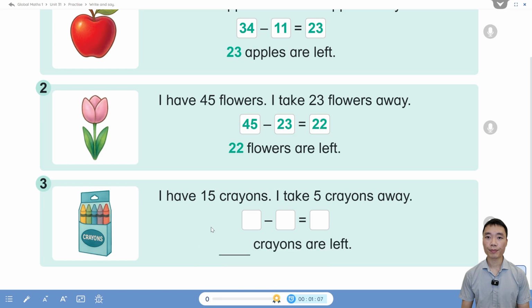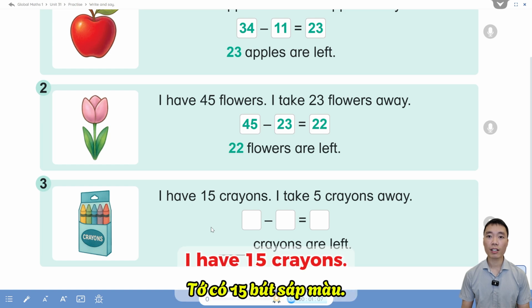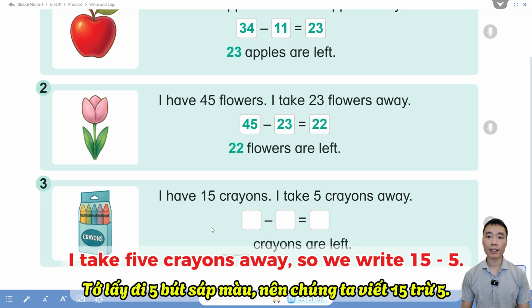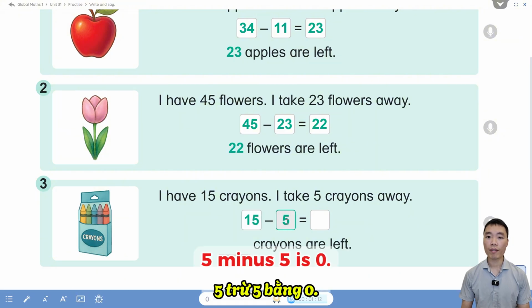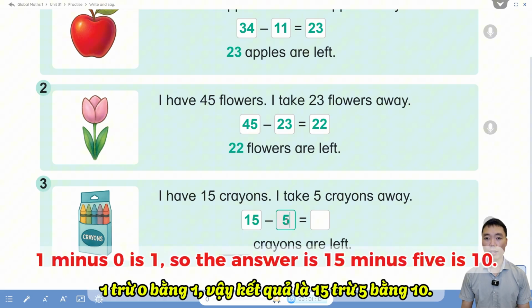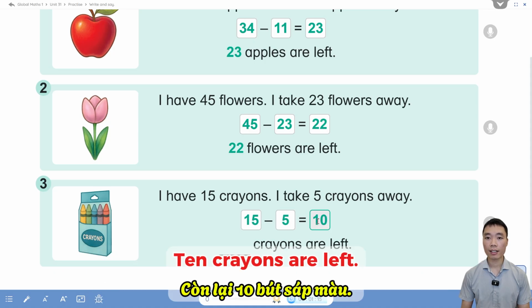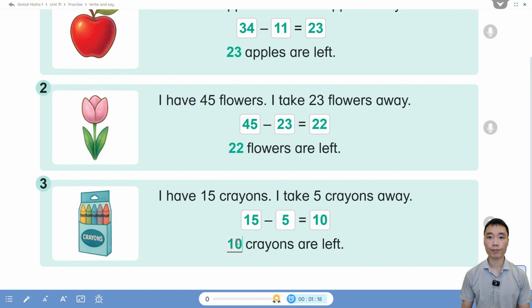Number 3. I have 15 crayons. I take 5 crayons away. So we write 15 minus 5. 5 minus 5 is 0. 1 minus 0 is 1. So the answer is 15 minus 5 is 10. 10 crayons are left.